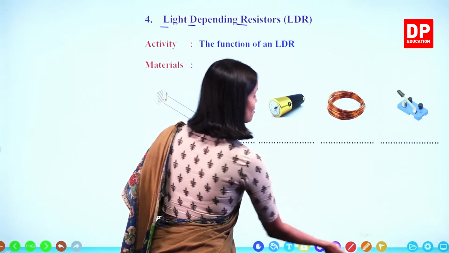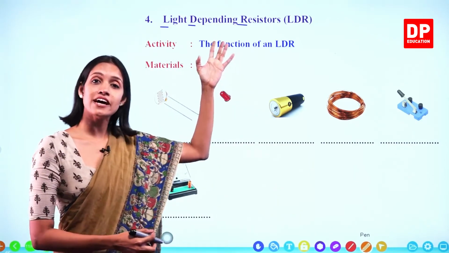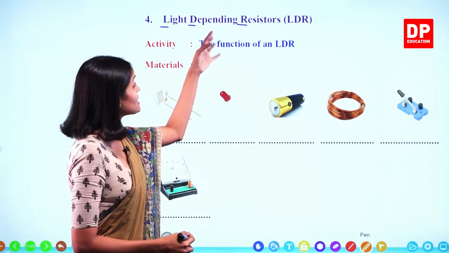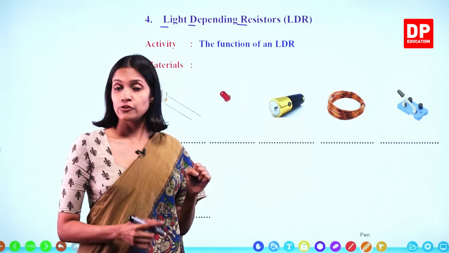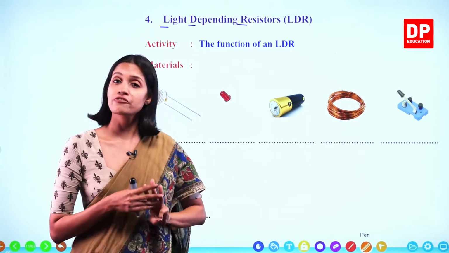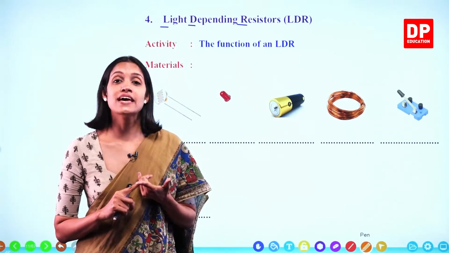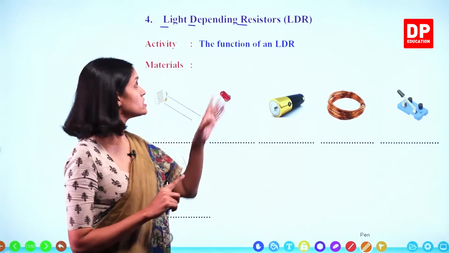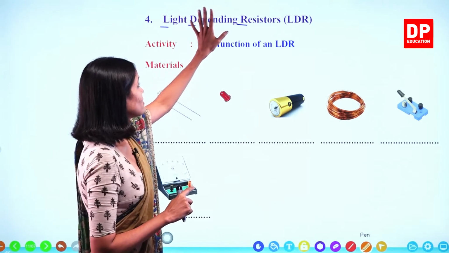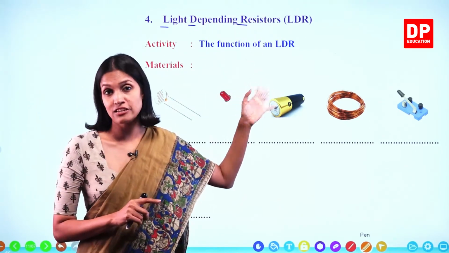So what is the meaning of this LDR, children? This is a type of resistor. It's a light sensitive resistor. Do you remember we learned there are 3 different types of resistors? Permanent resistors, variable resistors and light sensitive resistors. So the light dependent resistor is a type of light sensitive resistor.